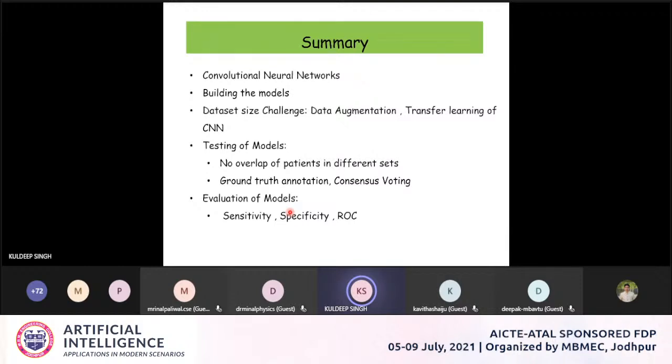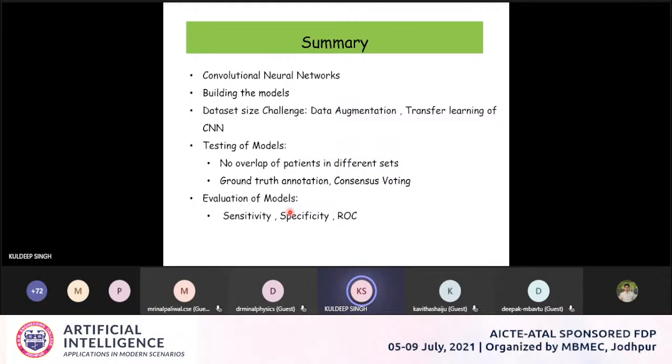We talked about the training of the models. How do we build models? We need a large amount of data to train the models along with the labels. We tried to solve the dataset size challenge with the help of data augmentation techniques and the transfer learning methodology of convolutional neural networks. Then how do we test these models?